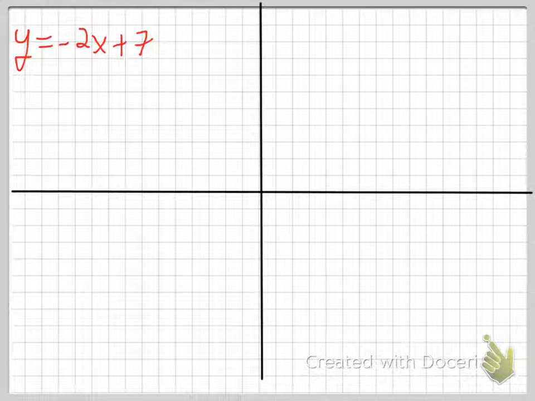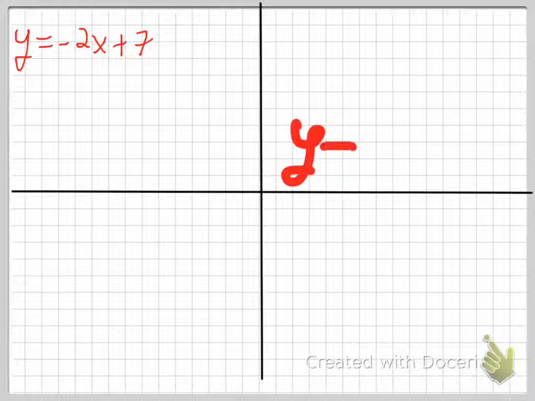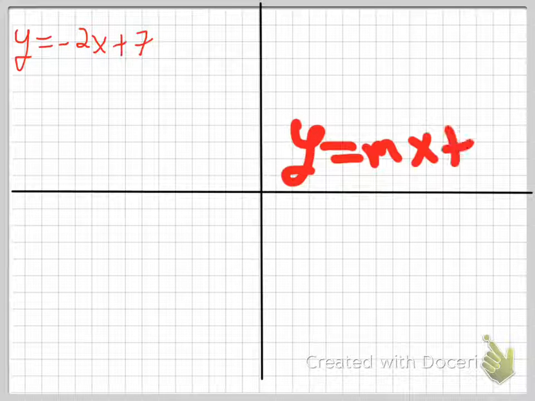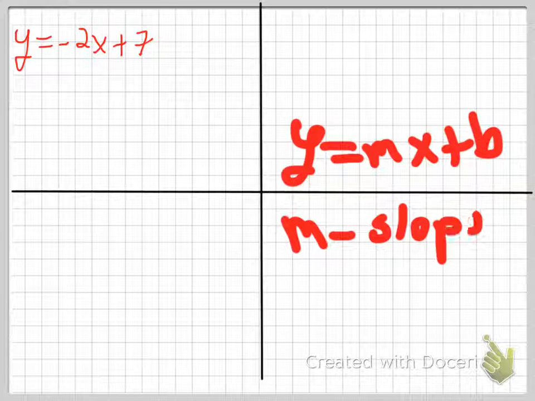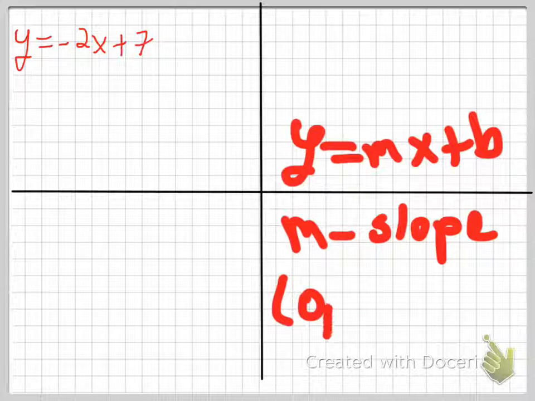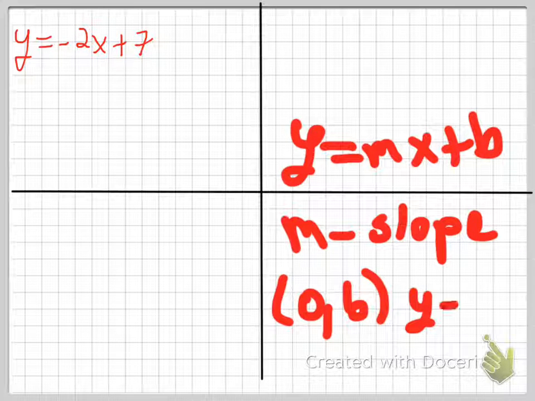Alright, we're going to look at graphing a system of two equations and two unknowns by graphing. So I'm going to put one of the lines in right now, and that first equation is y equals negative 2x plus 7. That is in the form y equals mx plus b. Your m is your slope, that's your rise over your run. And then 0 comma b, that's your y-intercept, and that's where you're going to start.